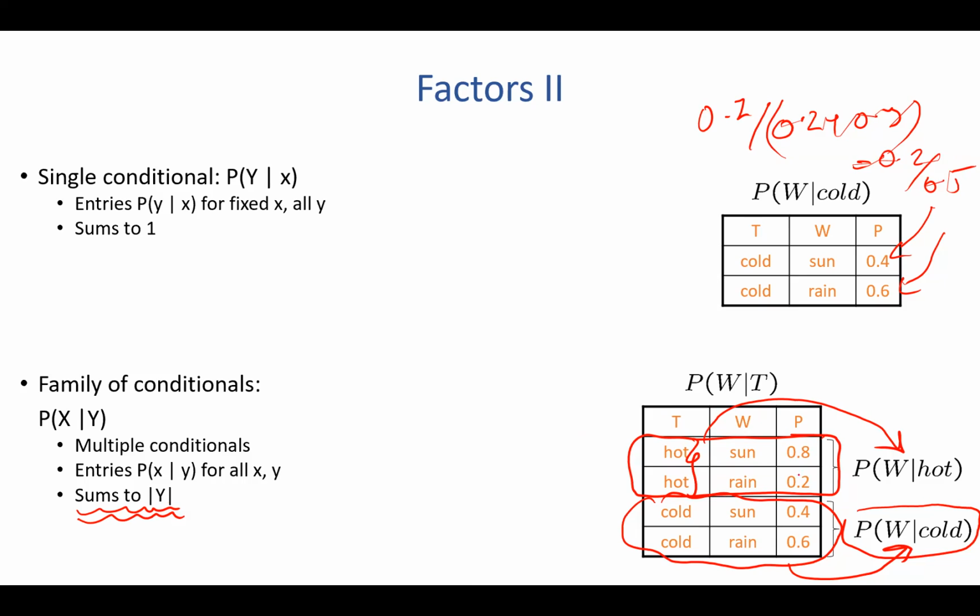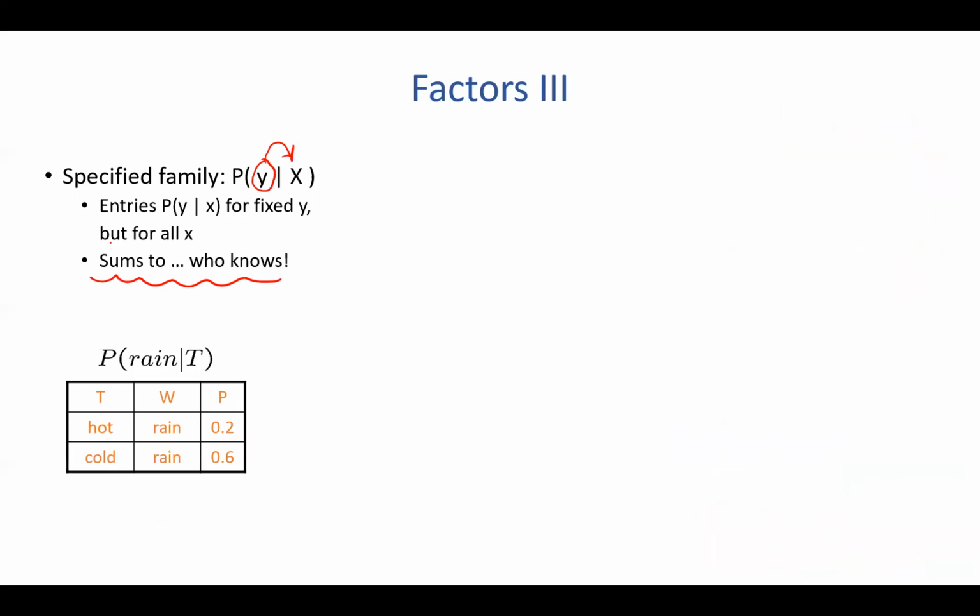And this is going to sum up to 1. And this is also going to sum up to 1. So that's a family of conditionals. Remember: joint distribution, selected conditional, single conditional, and family of conditionals. These are 4 different types of factors that we have. And then the 5th one is the specified family.